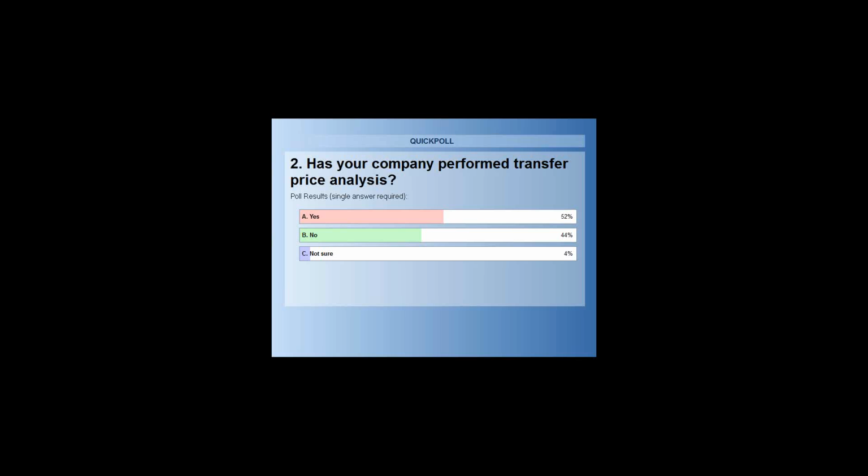Wow, that's a nice split. 52% have said yes, and 44% have said no. That's probably not too uncommon in terms of what we see in the marketplace, but that's a nice segue into our next topic.